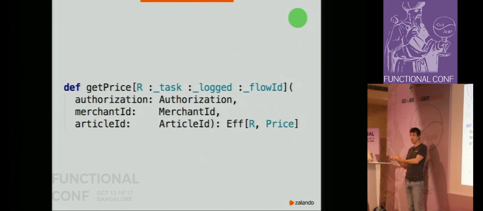And then what we return is an Eff value with this R type parameter, which is describing the stack of effects that we're using, and a price. And more precisely, this whole definition says, I got an R, which is my stack of effects. I don't know exactly what R is. I just know that at least it must contain a task effect, a logged effect, and a flow ID effect. So it's still open about what R should be.